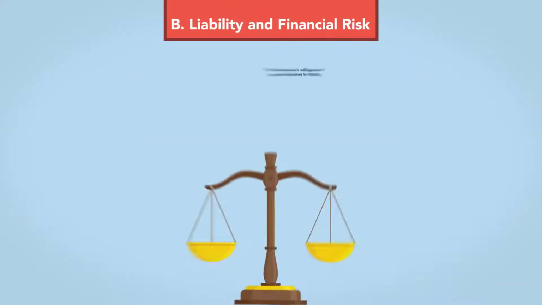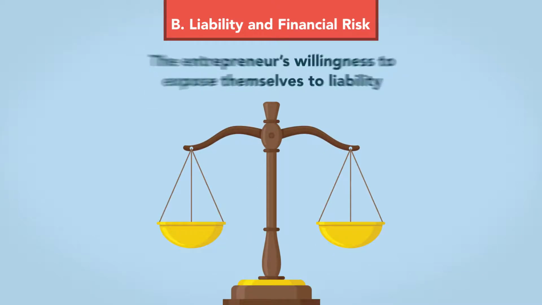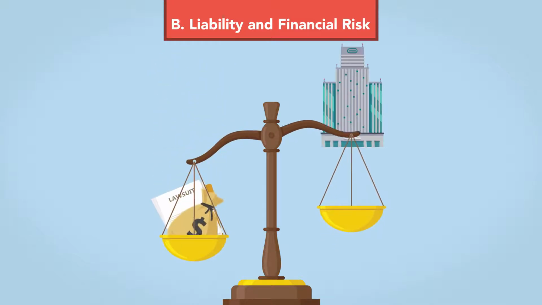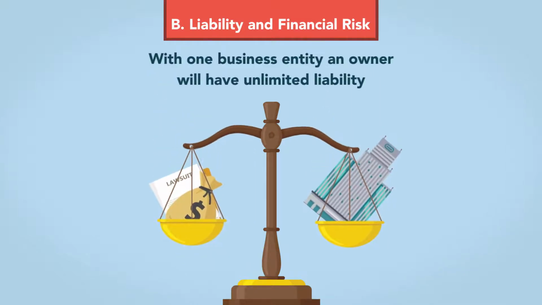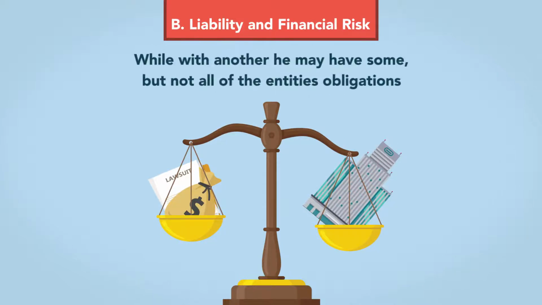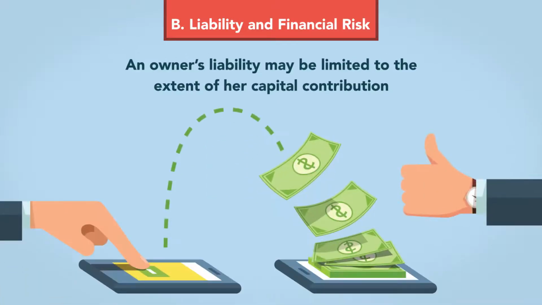The second factor is the entrepreneur's willingness to expose himself to liability, so he should weigh the potential for legal and financial liabilities for his business's obligations. With one business entity, an owner will have unlimited liability, while with another, he may have some but not all of the entity's obligations. Finally, an owner's liability may be limited to the extent of her capital contribution.